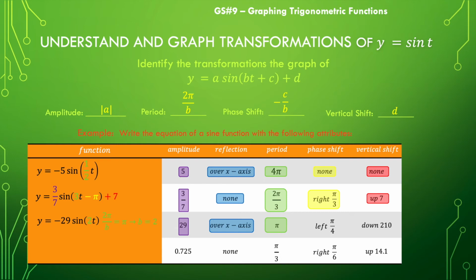And now we can use our phase shift and solve for c. So left pi over 4 means our phase shift is negative pi over 4. And we know that our phase shift is negative c over b, but we already know that b is 2. So again, we can go through this solving process. Negative c over 2 is equal to negative pi over 4. So I can solve that and figure out that c is equal to pi over 2. Okay, so let's go ahead and add that into our function.